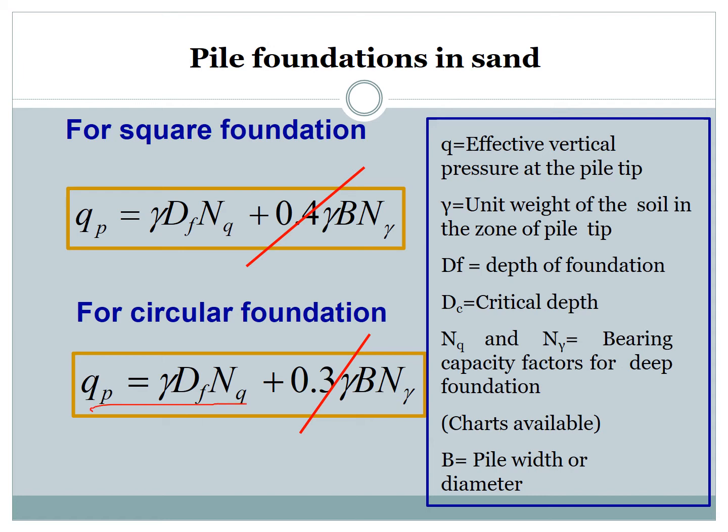Okay, where q is the effective vertical pressure at the pile tip, gamma is the unit weight of the soil, Df is the depth of the foundation, Nq and Nc are the bearing capacity factors for deep foundation, and B is the pile width, or in case of circular footing, B is the diameter of the pile.